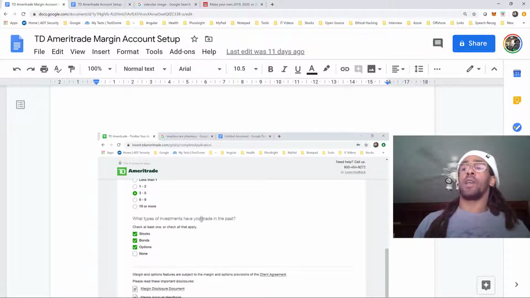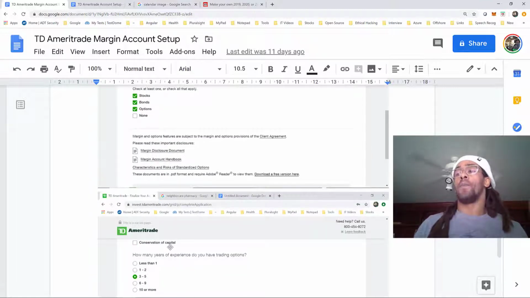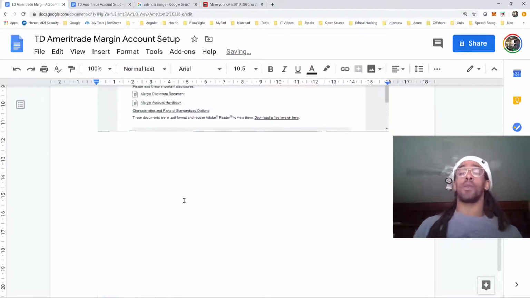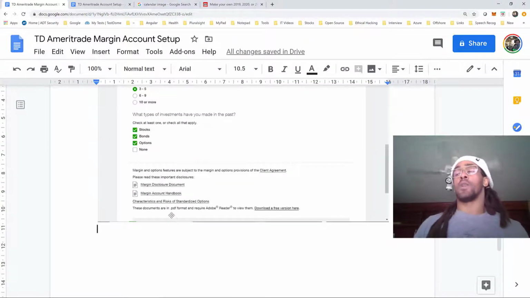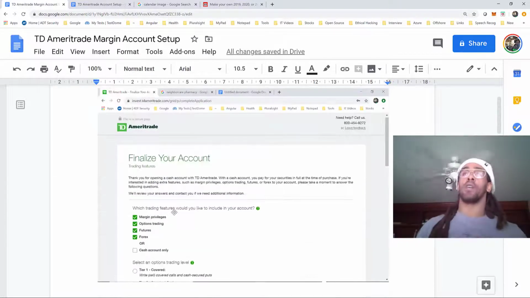It's going to ask you what kind of things you have done in the past. You'll say stocks, bonds, and options. So that's what you want to do. You want to go through that. That's going to be for your margin account. So that's your margin account, and then also, like I said, you have a cash account.